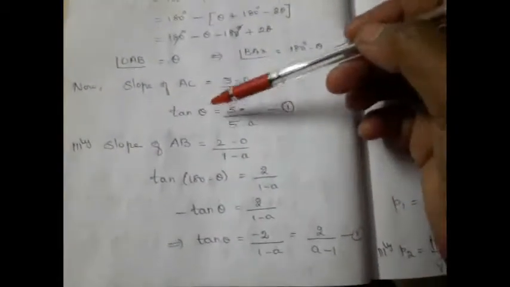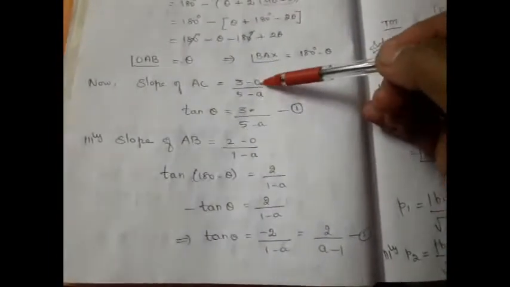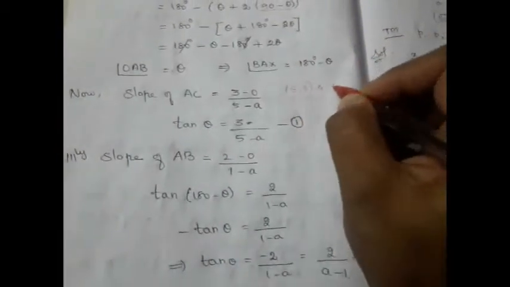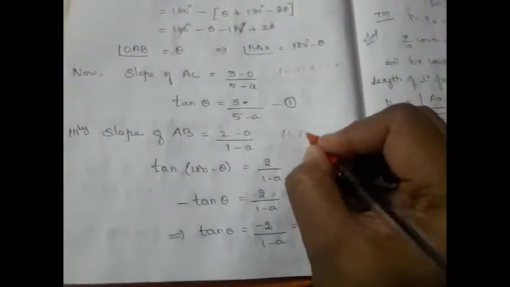On the other hand, it can also be found using the tan formula. So the slope of AC is tan theta because the angle made by AC with the positive x-axis is theta. So it is tan theta. Right, so tan theta is equal to (3 minus 0) divided by (5 minus a), because the two points are (5, 3) and (a, 0). Similarly, for the slope of AB, the two points are (1, 2) and (a, 0).